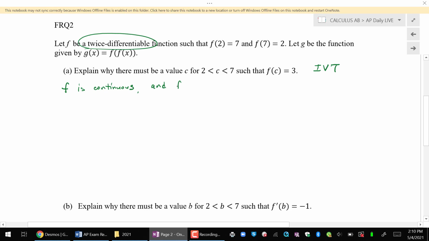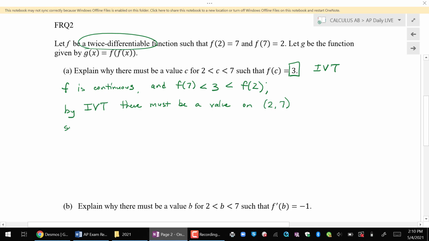And I'll say that f of 7 is less than 3. 3 is the element in question, which is less than f of 2. So therefore, by IVT, there must be a value on the interval 2 to 7 such that f of c is equal to 3.